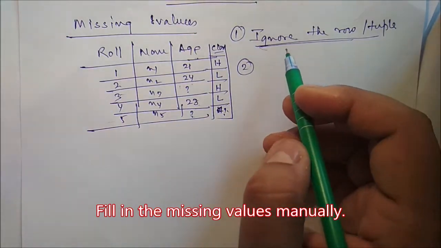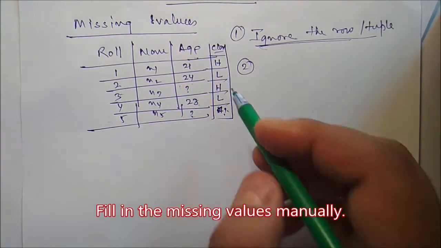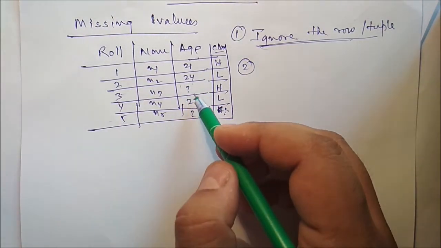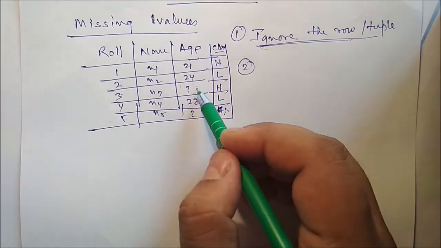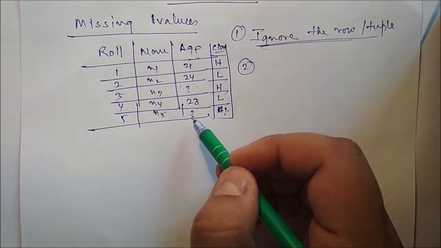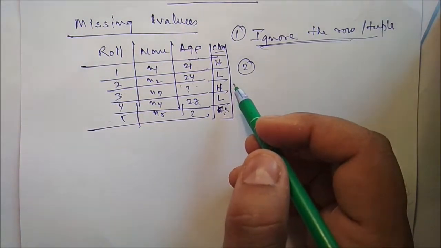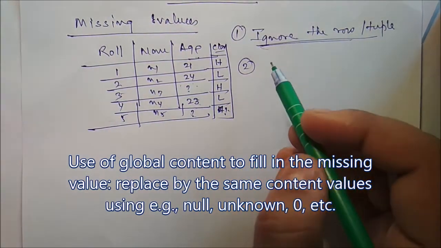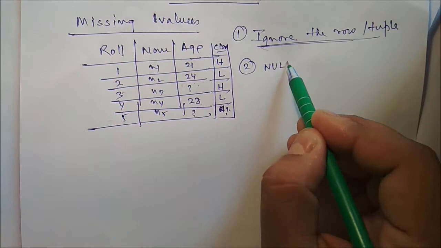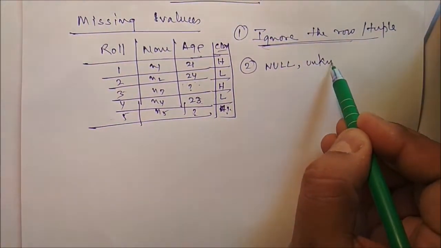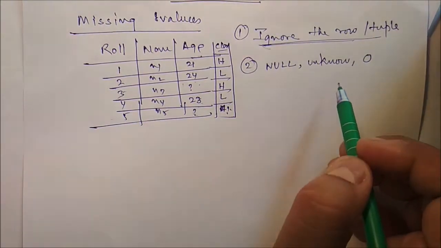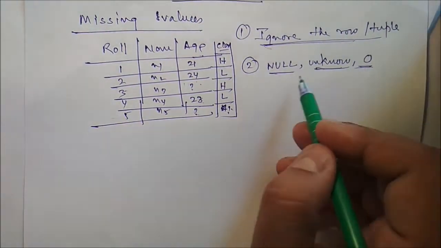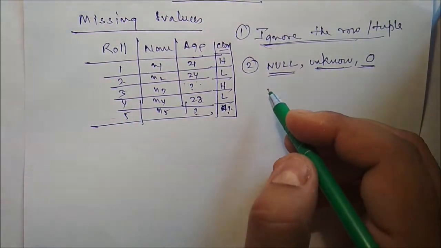Second technique: fill in the missing value manually. We can apply our understanding or knowledge and manually put in the age. Third: use a global constant to fill in the missing value, replacing it with some constant value. Maybe we use null, or unknown, or say 0. We may apply any one of those, depending upon the situation and the requirement.